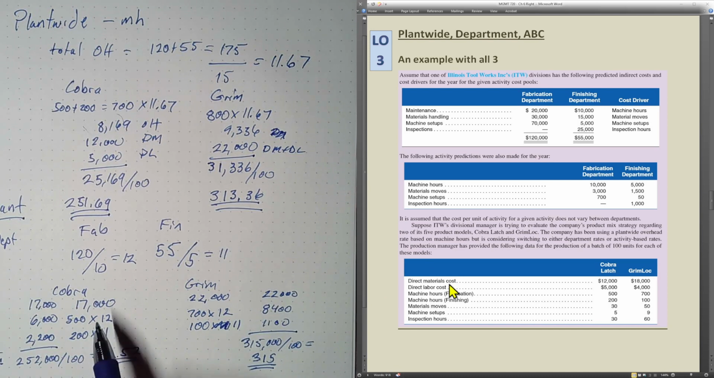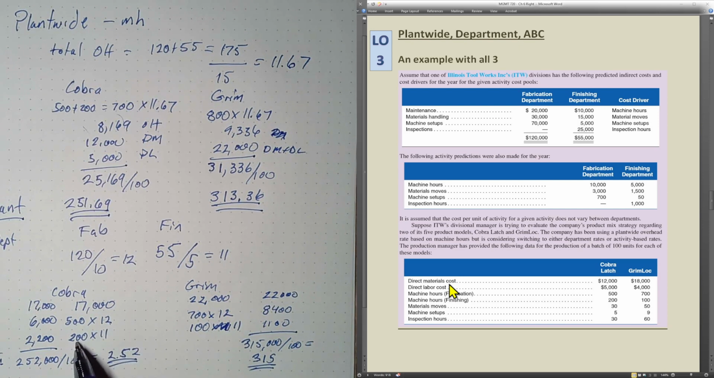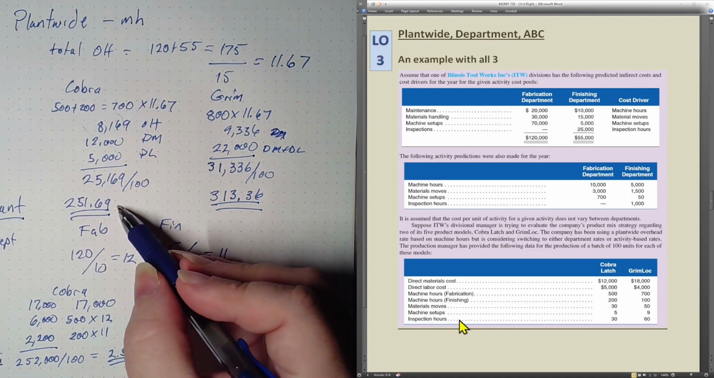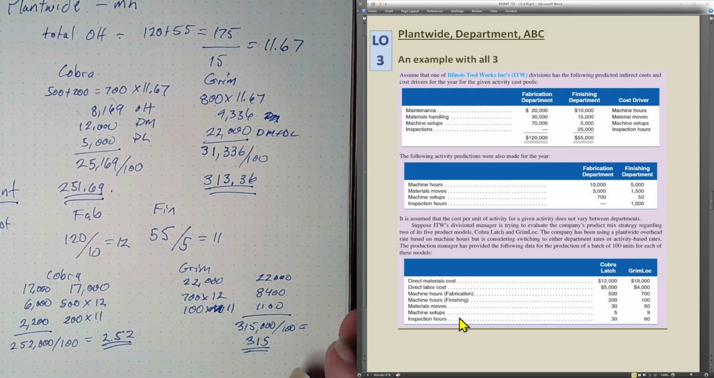And so what we end up with is, when I have taken the direct materials and direct labor cost, and then I take the hours in fabrication times the fabrication rate, the hours in finishing times the finishing rate, and extended the numbers, I come up with a total cost of $252,000 divided by a batch of 100, meaning each item is $252. Now notice under the plant-wide rate, we're within $1.